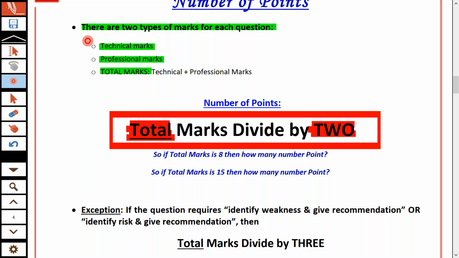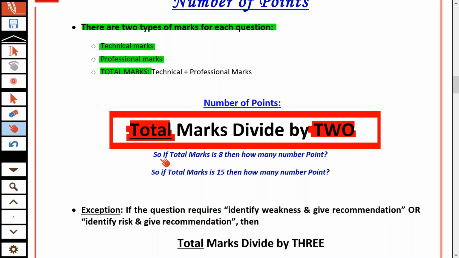There are many tutors who suggest that we should use technical marks to decide what to do. However, I do tend to differ from them a little bit respectfully. And there are some good reasons why I differ. So let's not complicate things. Just memorize how you decide number of points. You pick up the total marks, which is basically technical marks plus professional marks, and you divide by 2. So you will arrive at the number of points you are expected to write. Got it? So let's take an example.